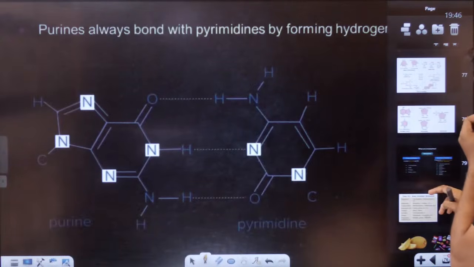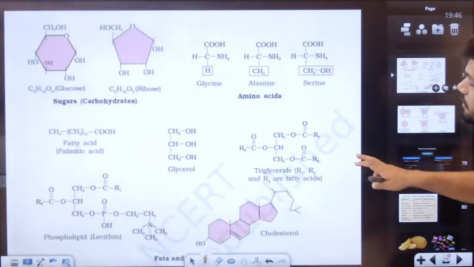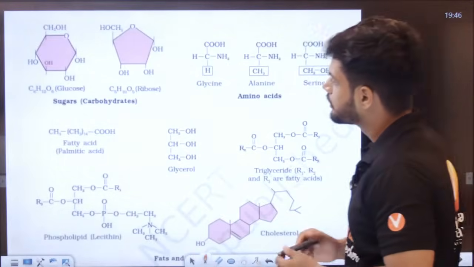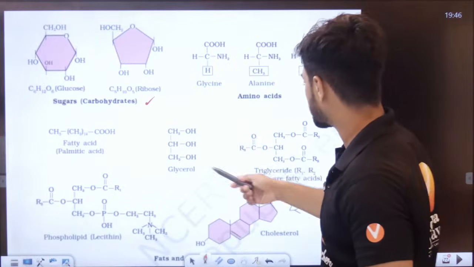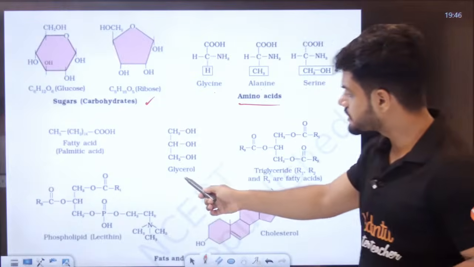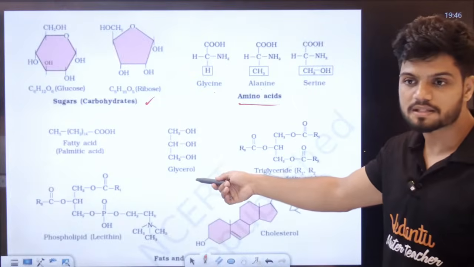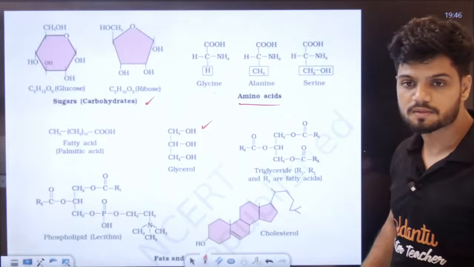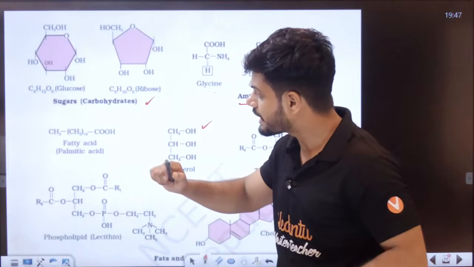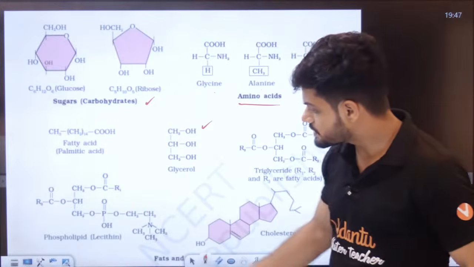With that, here is one more thing which is given in NCERT, students. Carbohydrates, all of you know, which I'll teach you later on. Amino acids: glycine, alanine, serine. Glycerol: students, what is the other name of glycerol? Trihydroxypropane. Palmitic acid here, 16 carbon, yes or no? 16 carbon. Can you see?